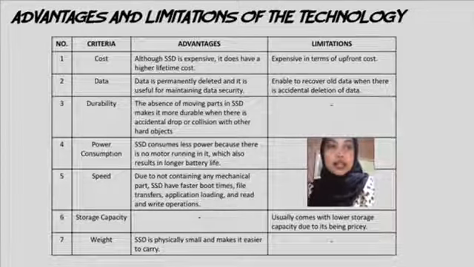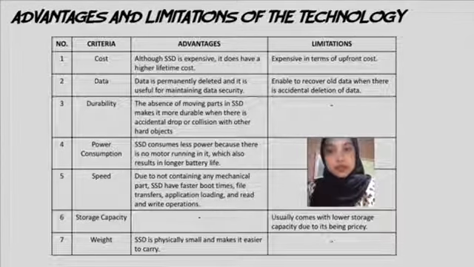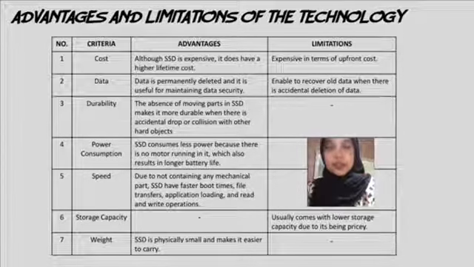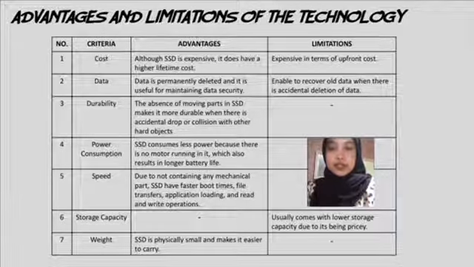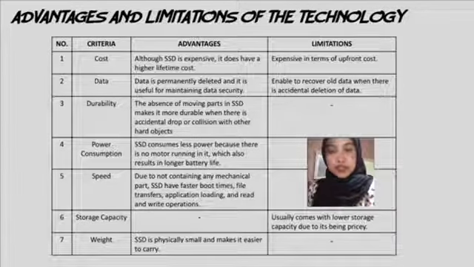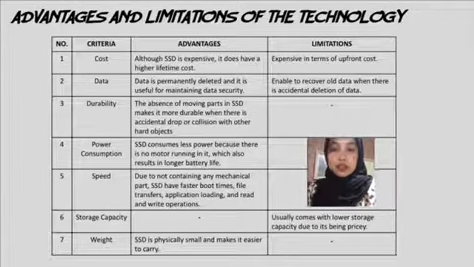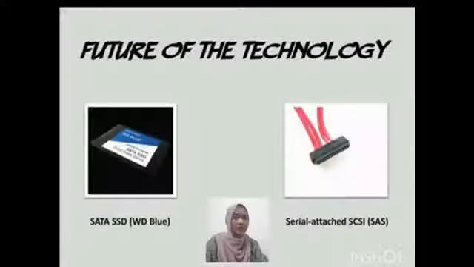The next one is regarding the storage capacity of SSD. Unfortunately, this falls in the limitations because SSD usually comes with lower capacity. And let us continue with the next slide, which is the features of the technology. These are the example of SATA and the example of SAS.